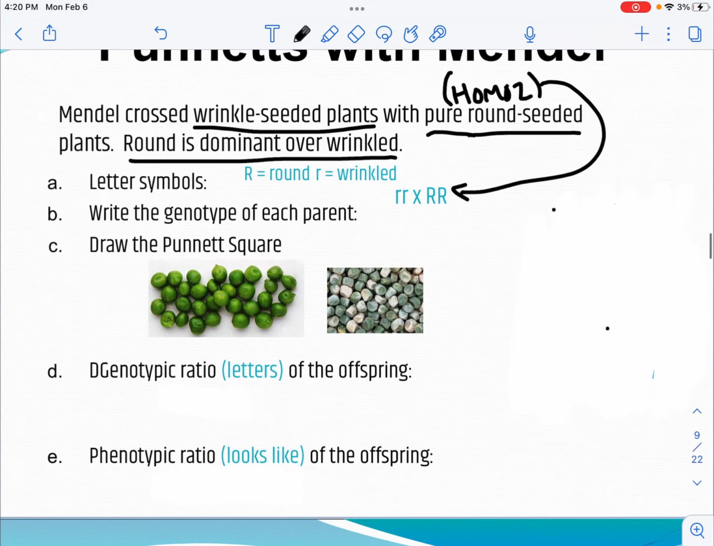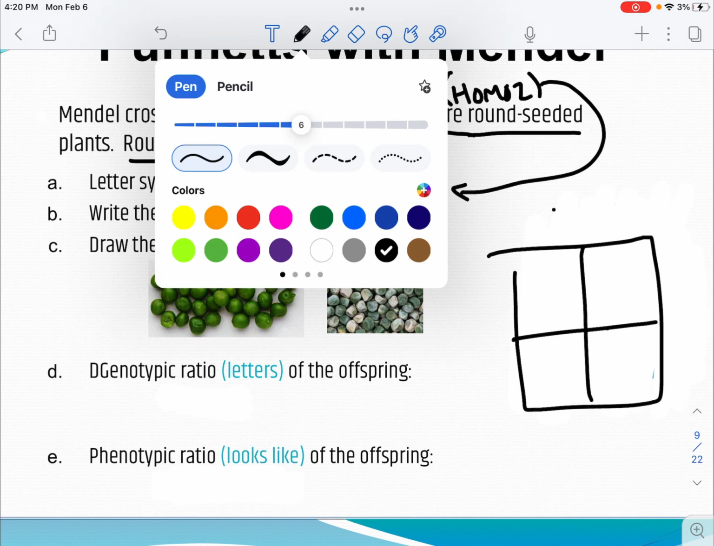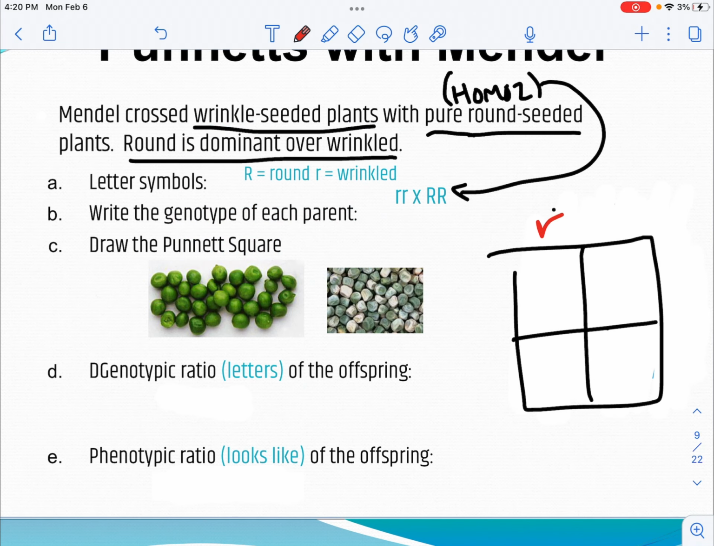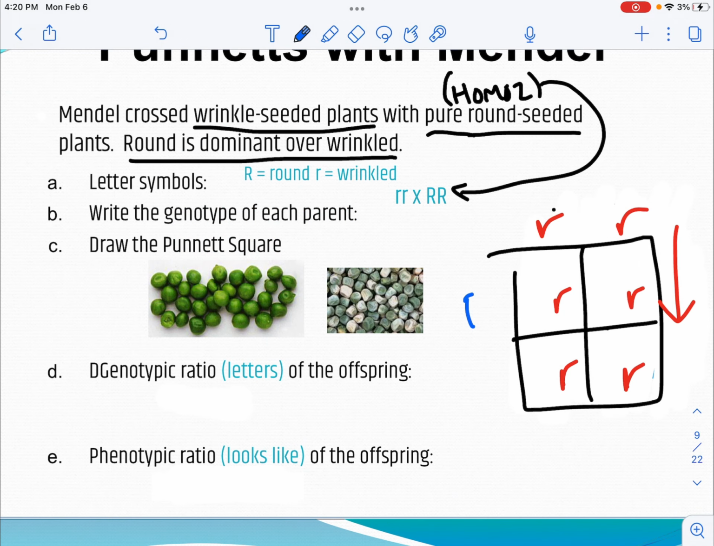Now let's draw our Punnett square. Same as before, we set up our square. We put one parent on top, which in this case I'm going to use little r. Again, anything that's on top comes down. Anything on the side goes over. And here is our resulting Punnett square.